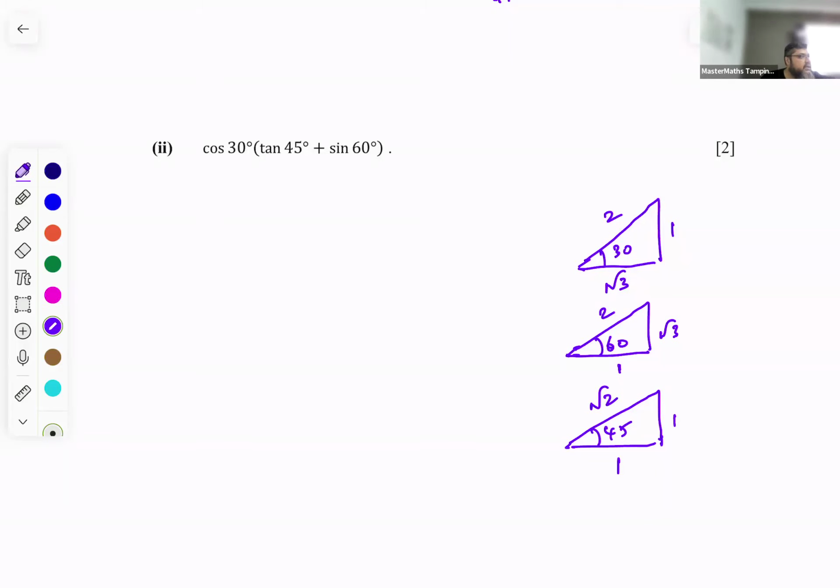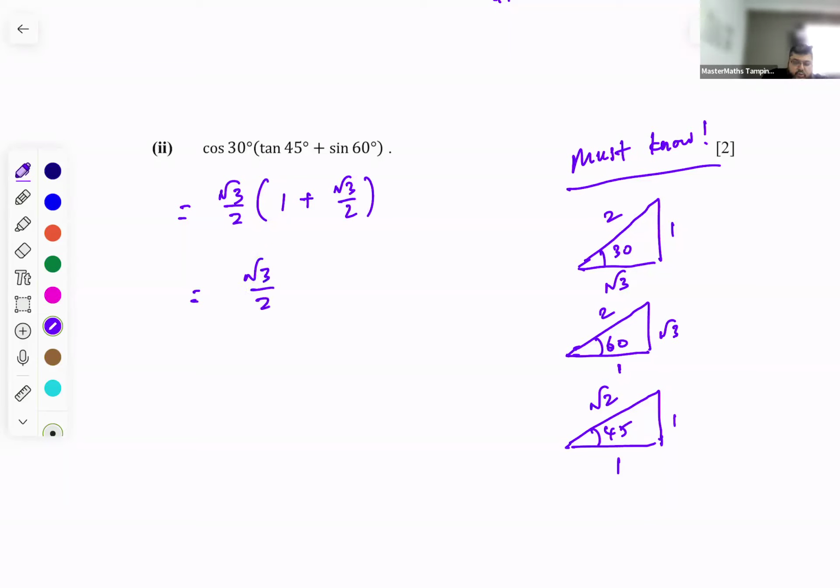You can see all the three things are there. All you need to do is just substitute. Now cosine 30 is what? Square root 3 over 2. Am I right? Now tangent 45 I know is 1. The famous angles, these three things you must know. Must know, people. Sine 60 is what? Square root 3 over 2. So the final answer is what? Square root 3 over 2 plus 3 over 4. That's it. Finished.